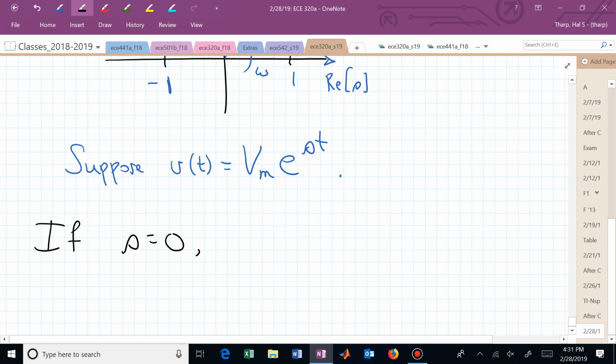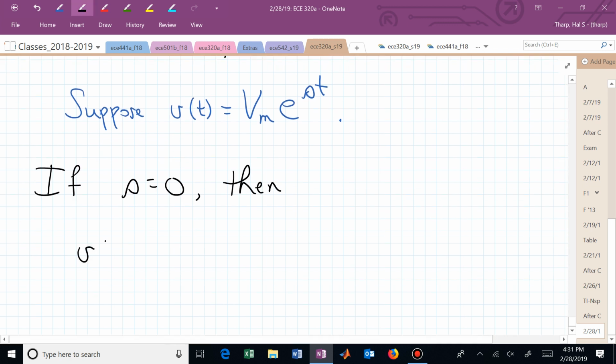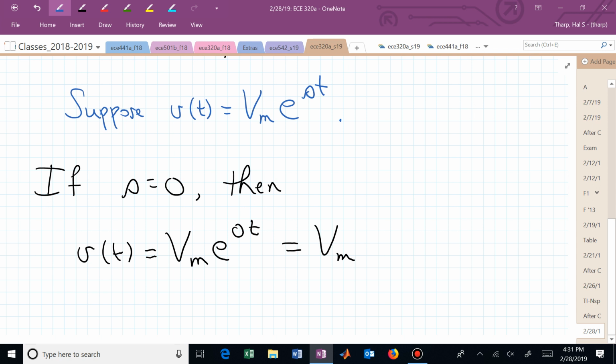What does this v of t look like when s, this complex frequency variable, is 0? Then we have v of t equal to v sub m e to the 0t, which is v sub m. And what does that say about little v of t as a function of time?